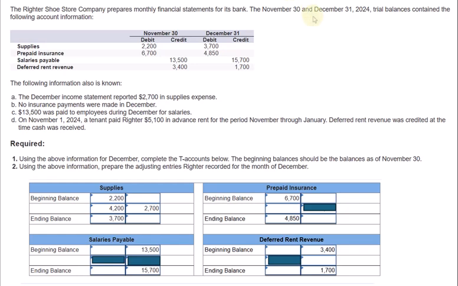Now, in this instance, there's no adjusting entry. We're just filling out the T account. They made the entry to supplies expense as the normal course of business throughout the accounting period. All right, let's take a look at the second one.